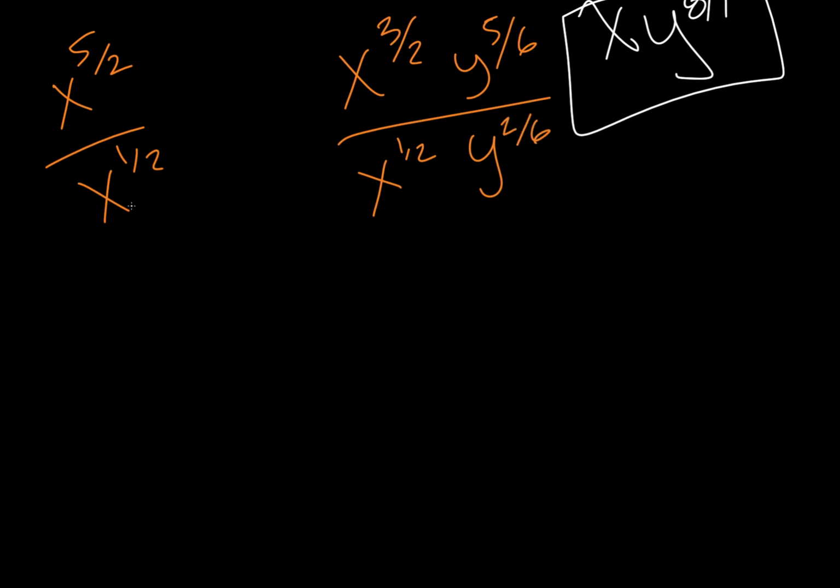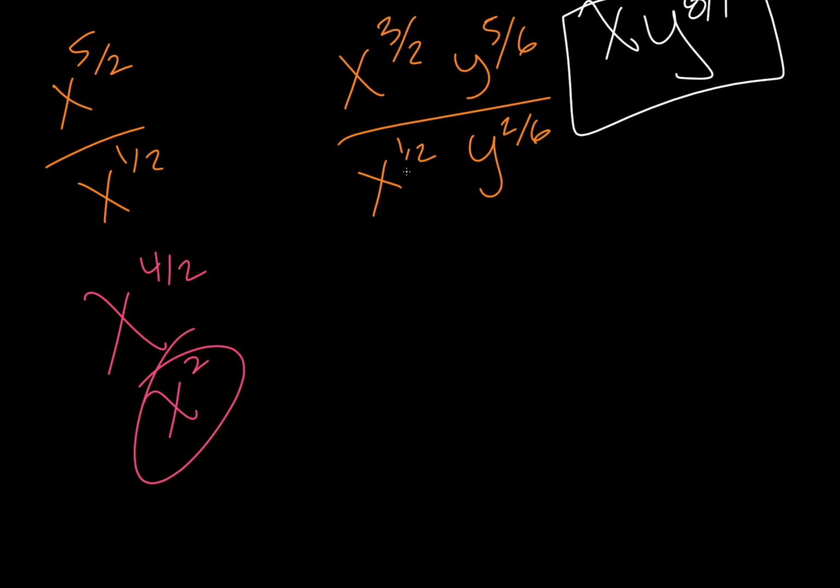Okay, so this is where we do subtraction. So since we're doing division, we subtract exponents. So 5/2 minus 1/2 is 4/2, which is really just 2. So x squared would be the answer to that one.